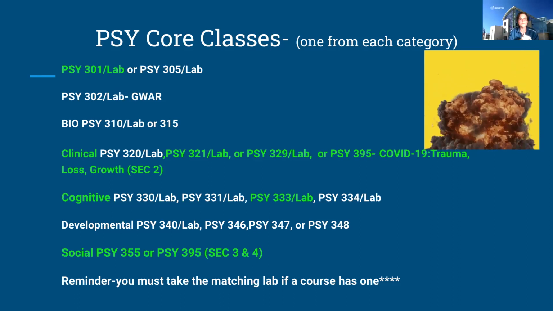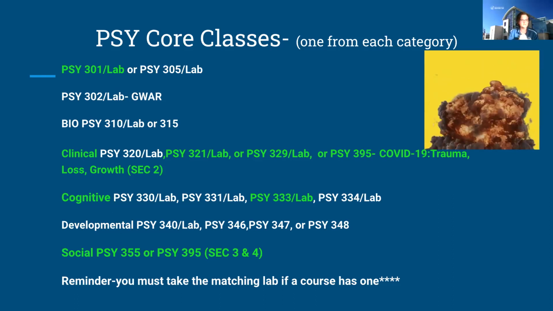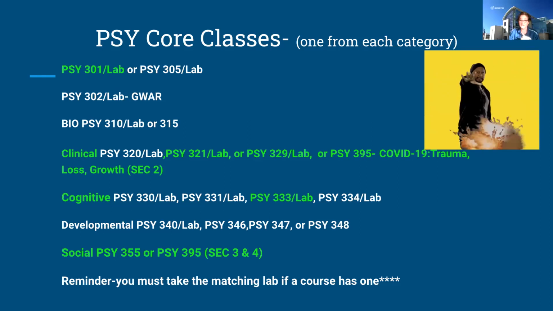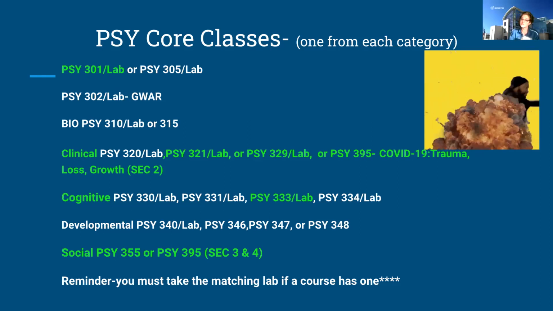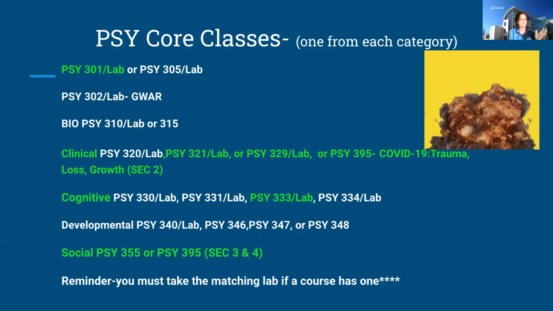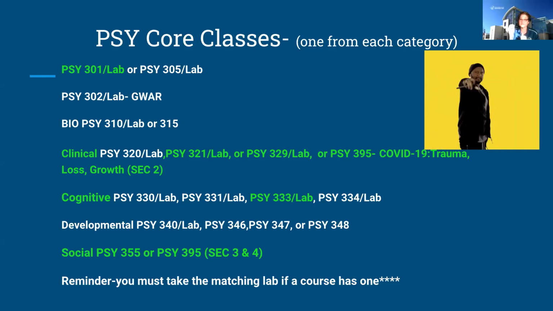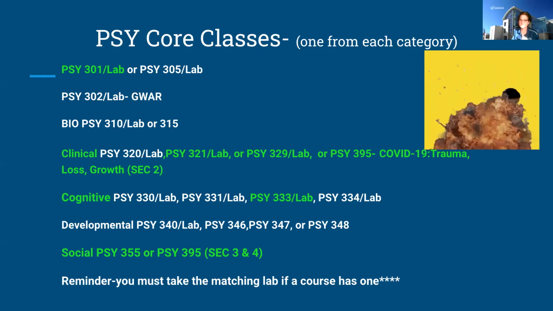We have classes open in clinical. You'll need 1 class from clinical. Doesn't matter what you take. Right now we have Psych 321, which is clinical psych open, or 329 plus the matching lab, which is health psychology. Or we have our new class, which is Psych 395, Section 2, and that one is COVID-19, Trauma, Loss, and Growth, which unfortunately we're all kind of going through right now. But that one will actually count for clinical psych. You just need to let either Jessica or myself know so we can make a substitution in the system for you.